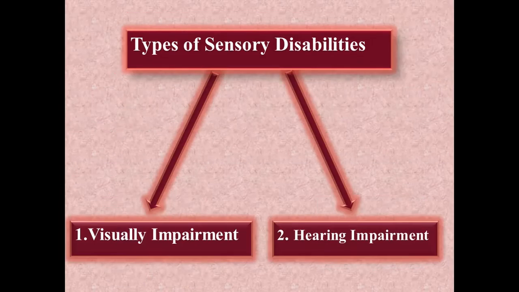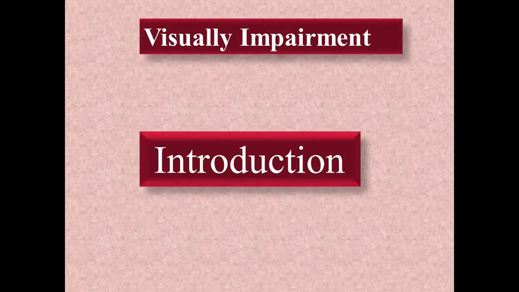Let's see the types of sensory disability: visual impairment and hearing impairment. These are the 2 types of sensory disabilities which we will study in detail. First one is visual impairment. Let's see the introduction about visual impairment.